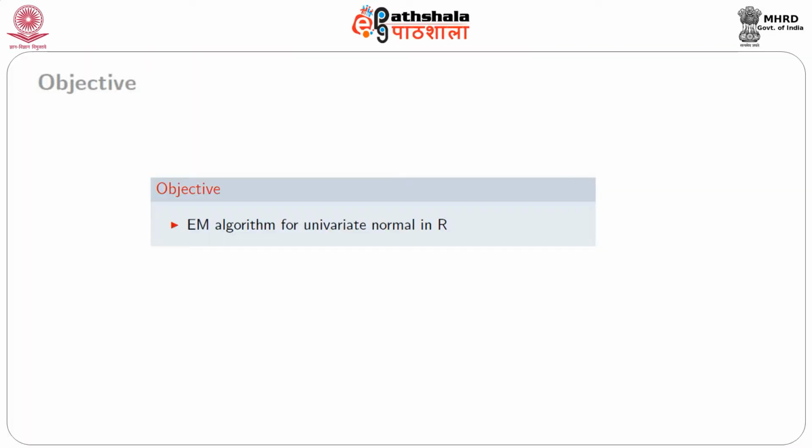We would write a full function for the EM algorithm, but since it would be a long function, we would be writing it in the slides, not in R per se, and then we would be calling that function in R to see what the outputs are. Objective: the objective here is to develop an EM algorithm for univariate normal in R.